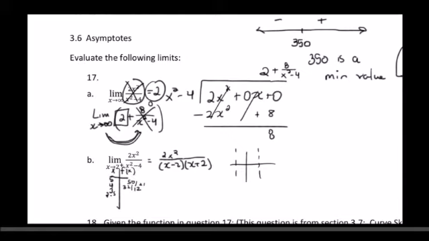Now if x is 3, 3 squared is 9 times 2 is 18. 3 minus 2 is 1. 3 plus 2 is 5. 18 divided by 5. Well, let's see, 18 divided by 5, that's a little more than 3.